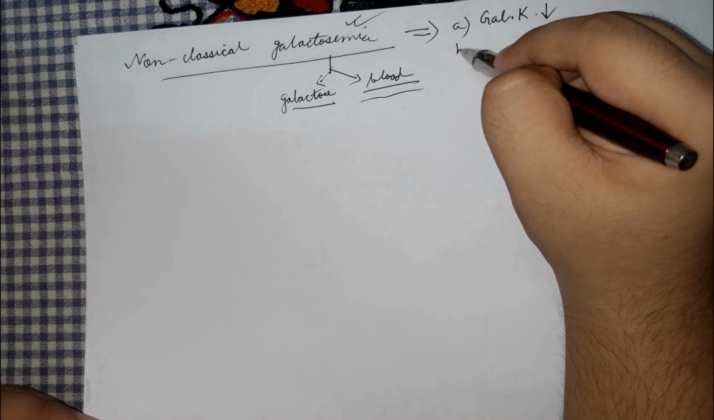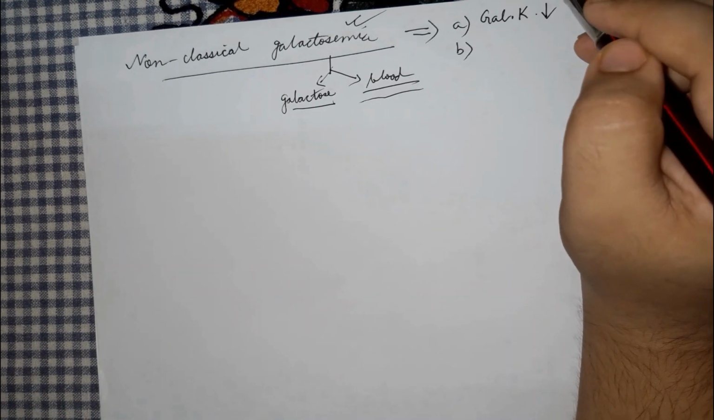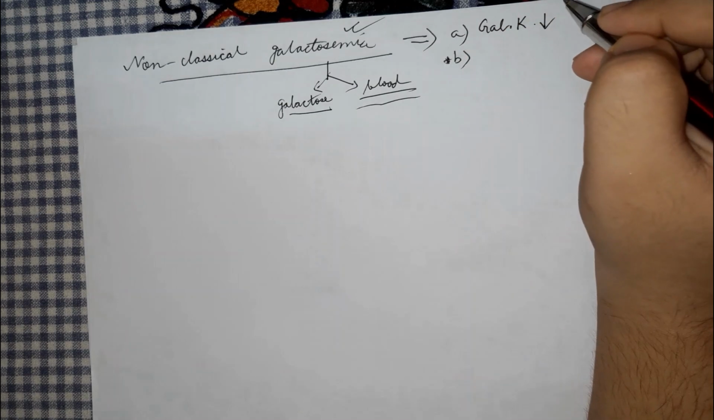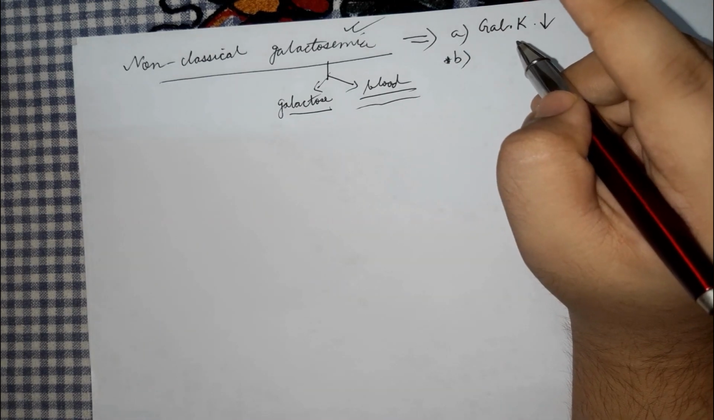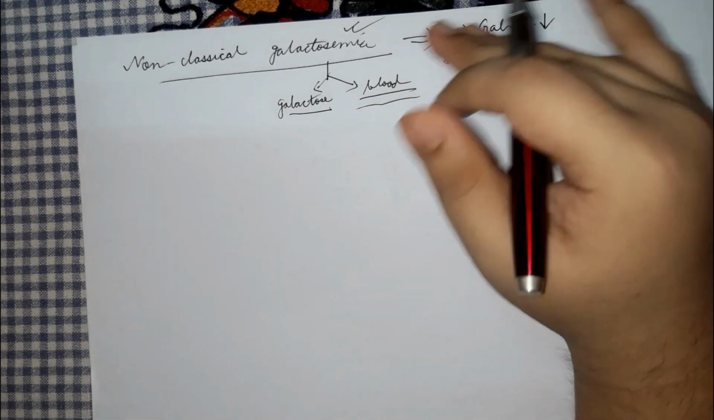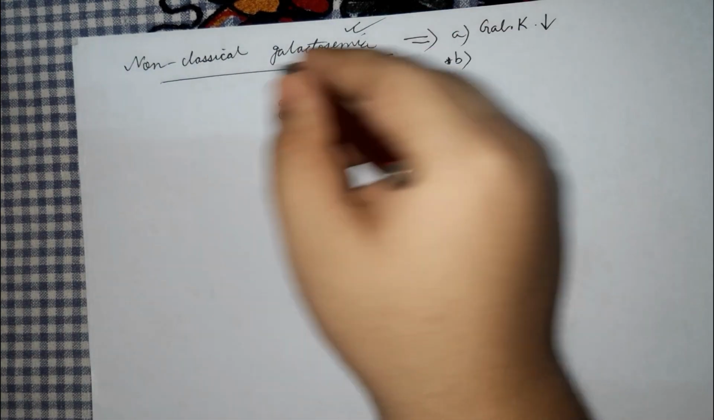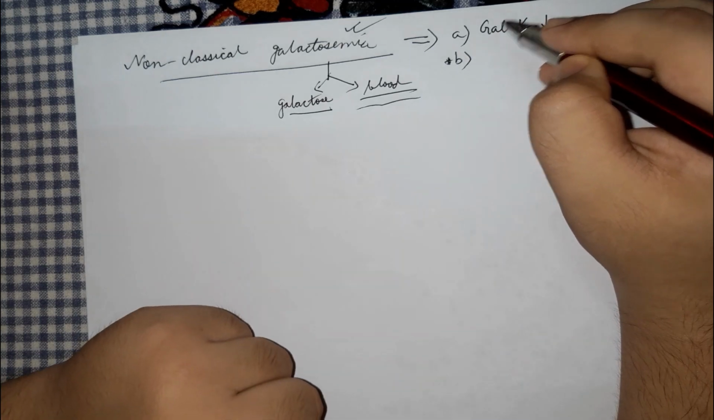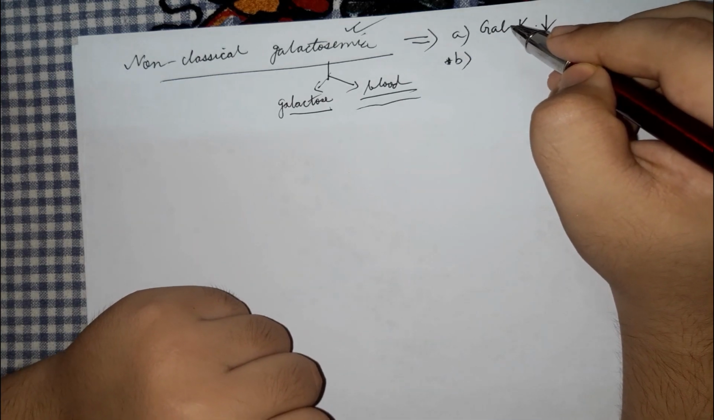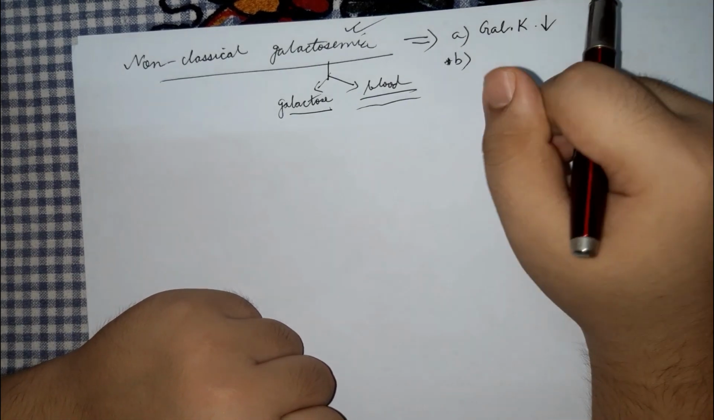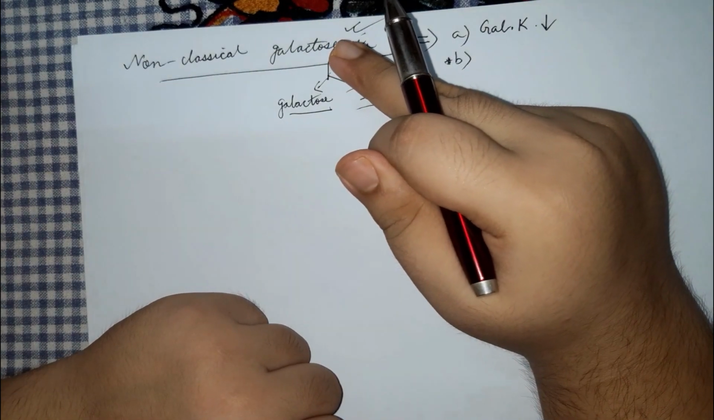Now, very similar to sorbitol accumulation, listen to me very carefully. This is very important. You may say it is similar to the sorbitol accumulation leading to cataract. In non-classical galactosemia, what happens is there is an accumulation of galactitol, remember that alcoholic form of galactose, remember that?